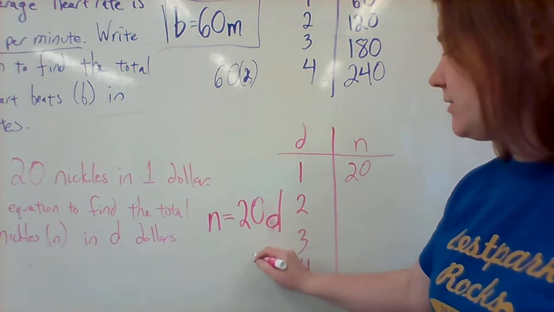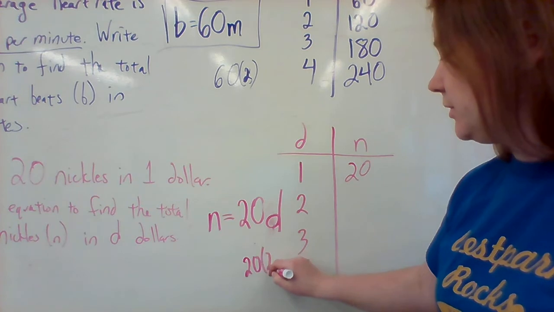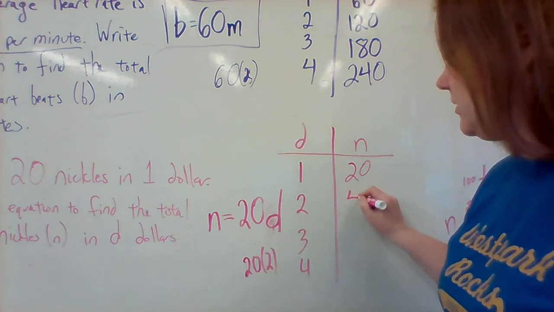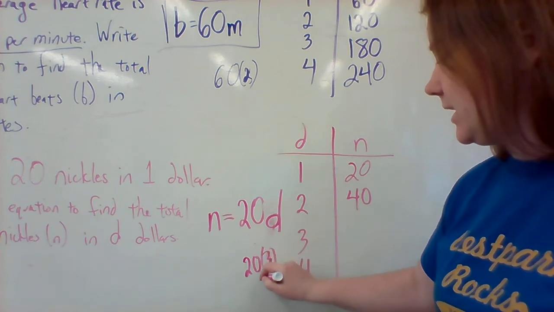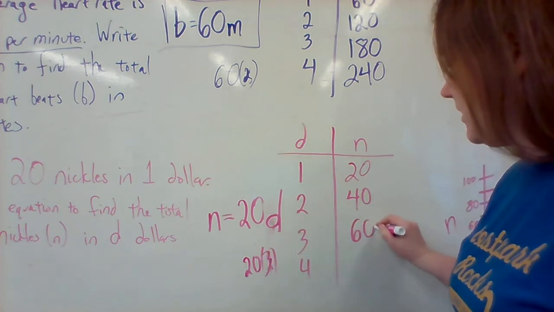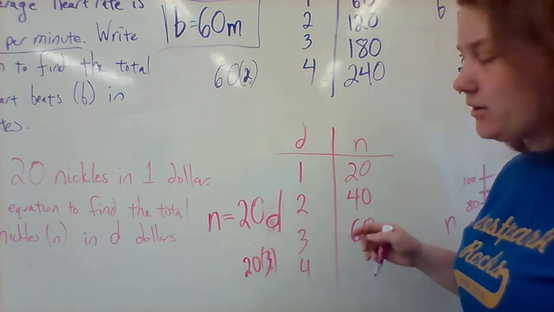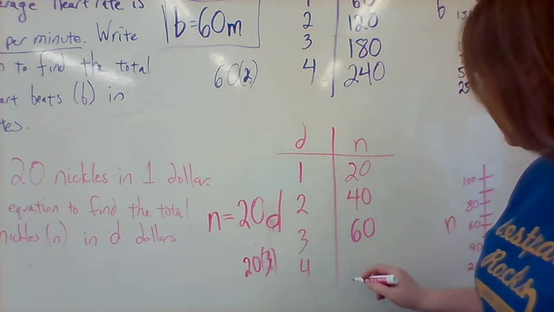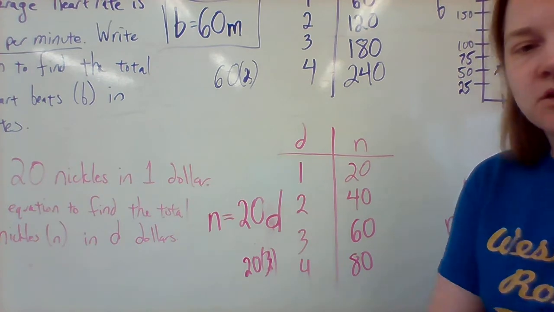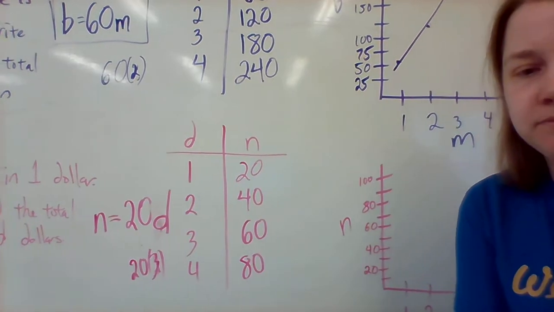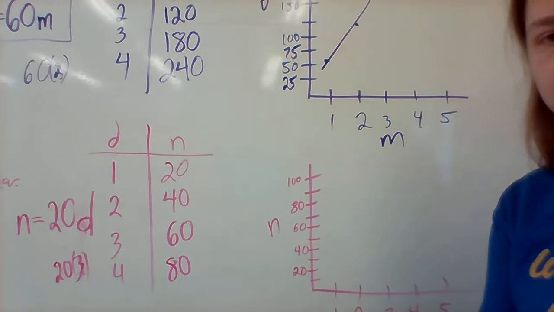Now we're going to take out D, and we're going to put 2. 20 times 2 is 40. 3 times 20 is 60. And just looking at the pattern that we have here, 20, 40, 60, we get to 80. Let's go ahead and look at this over here.